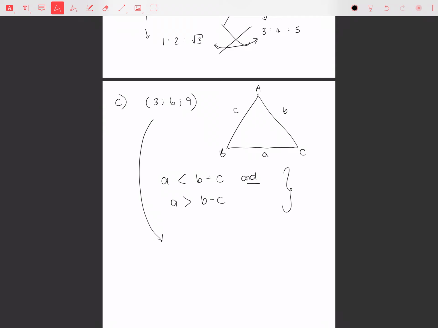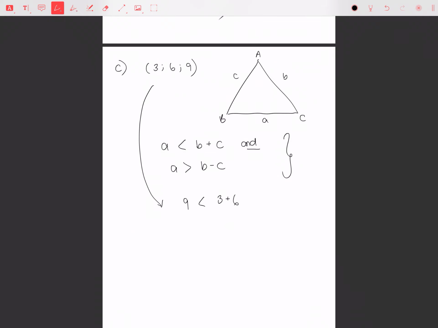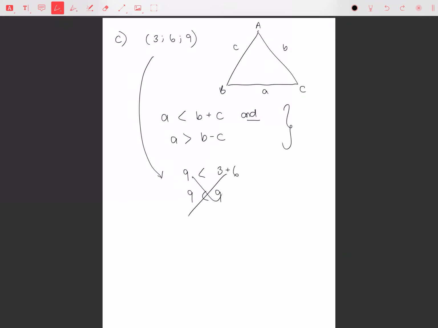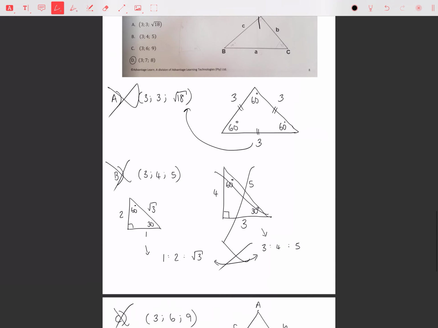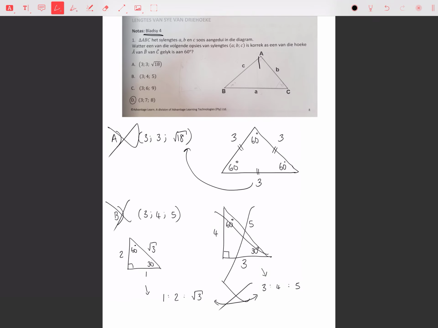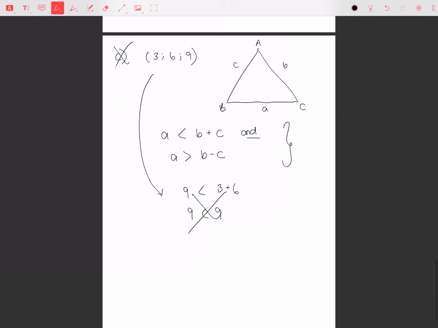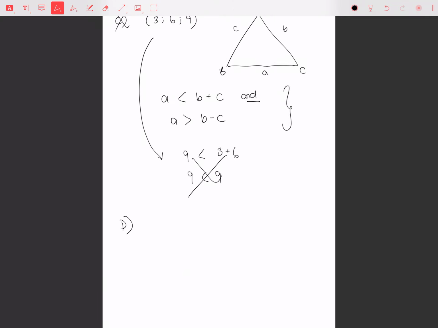So let's pick a side. Let's say 9. Is that less than 3 plus 6, the other two sides? So is 9 less than 9? No. If there was an or equal to, sure, that would be fine, but there isn't. So this isn't a triangle, which means that we've gone through A not being the right answer, B not being the right answer, or C. So D, which is 3 and 7 and 8, that is our answer.